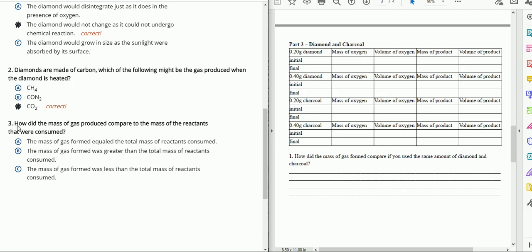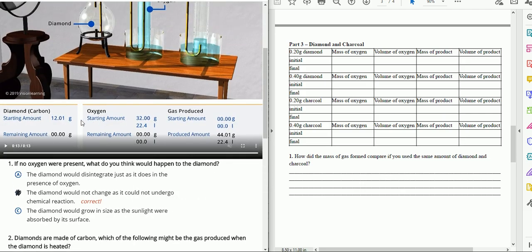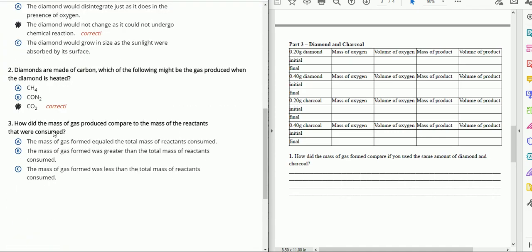Number 3. How did the mass of gas produced compare to the mass of the reactants that were consumed? Again, we started with 12.01 grams of carbon. We started with 32.0 grams of oxygen. Add those together, and you get the total mass of the gas produced, the exact same. So the mass of the gas formed equaled the total mass of the reactants consumed.